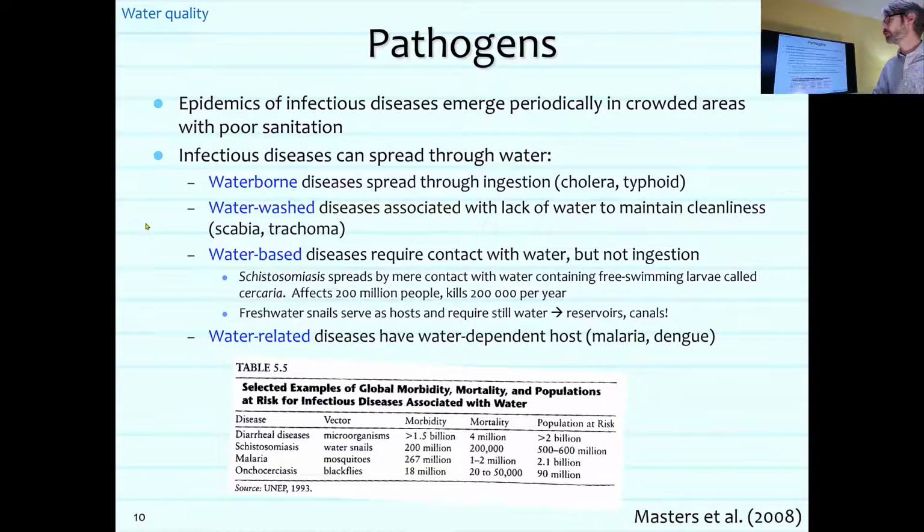Epidemics of infectious diseases emerge periodically in crowded areas with poor sanitation. These infectious diseases, at least the ones I'm highlighting here, are spread through water. And so there's a number of different classifications. We can have waterborne diseases that spread through ingestion. These are diseases like cholera or typhoid.